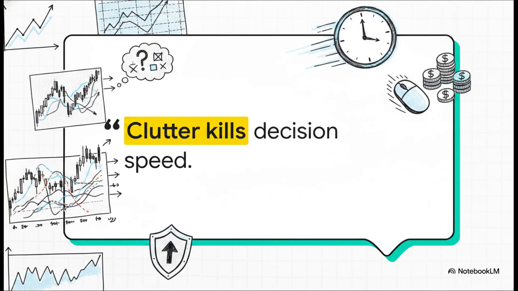I want to highlight a quote directly from our source material because it hits the nail right on the head. Clutter kills decision speed. When real money is on the line, you cannot afford to be paralyzed by 3 conflicting indicators. A clean, systematic chart is absolutely vital for executing trades efficiently and with total confidence.